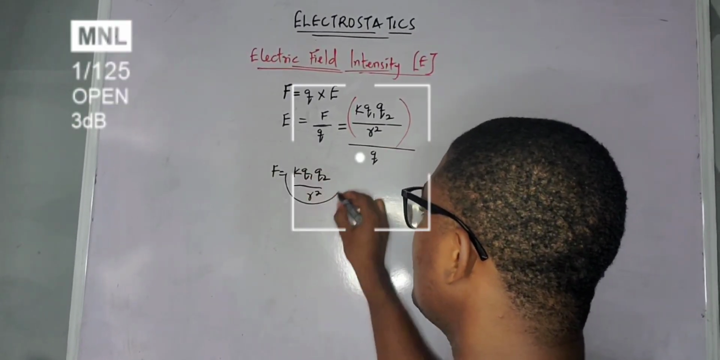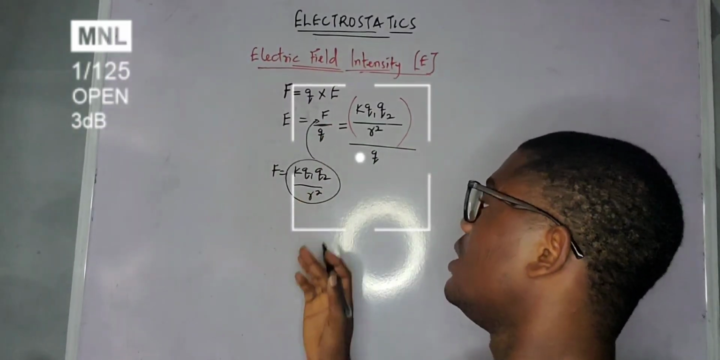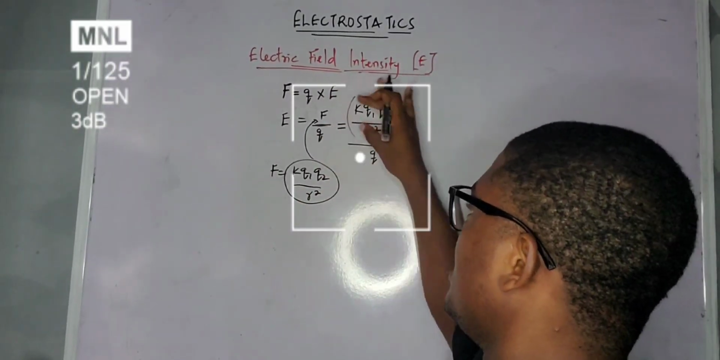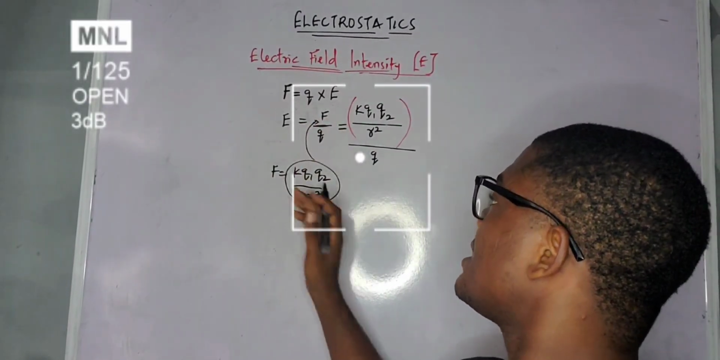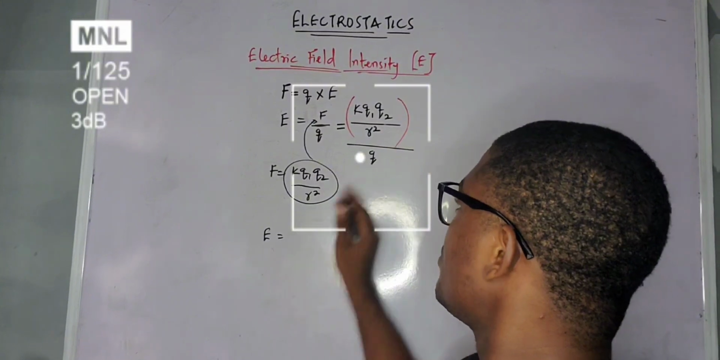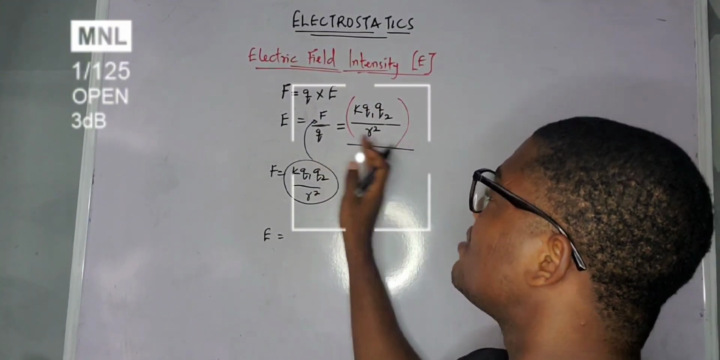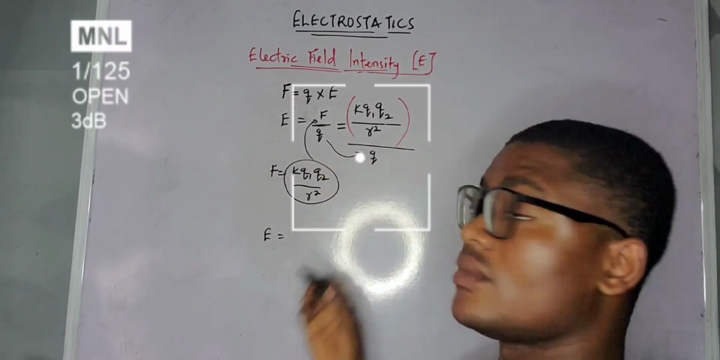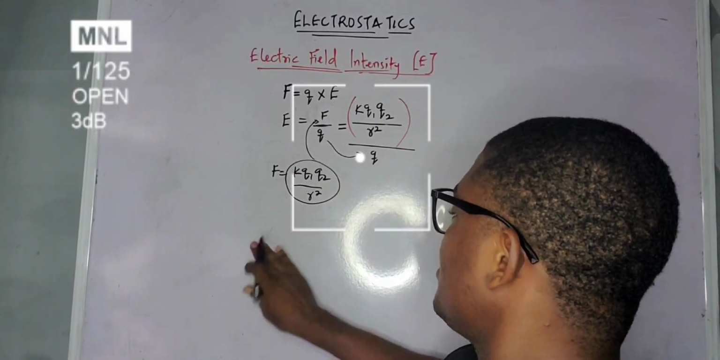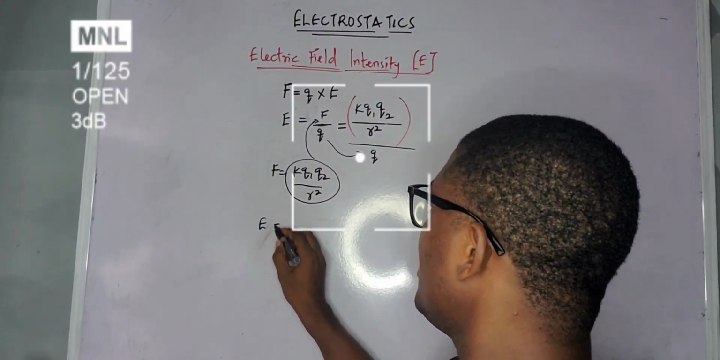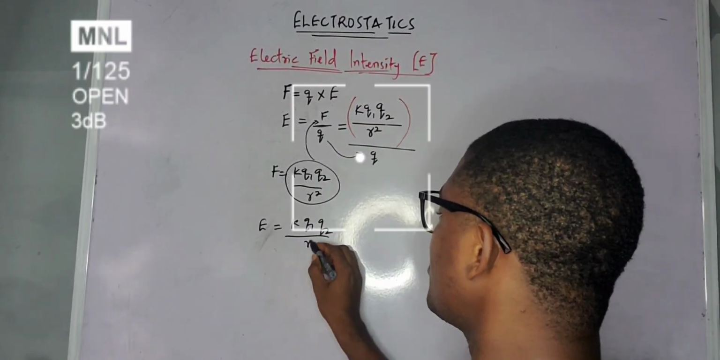So substituting, we replace the F here with this F. We are going to say E equal to everything there, K Q1 Q2 over R squared, everything over this Q. I hope you understand. So everything over this Q. Now from that part we have E equal to K Q1 Q2 over R squared, all over Q.